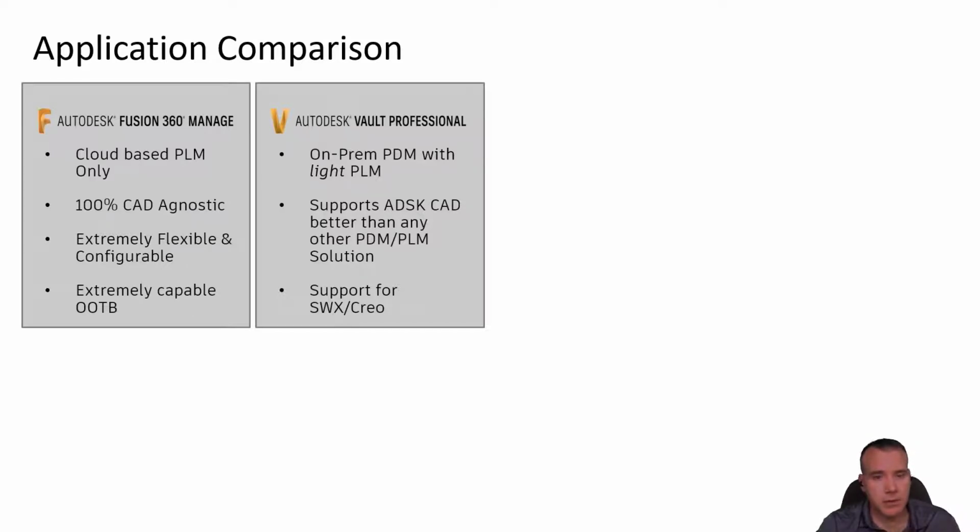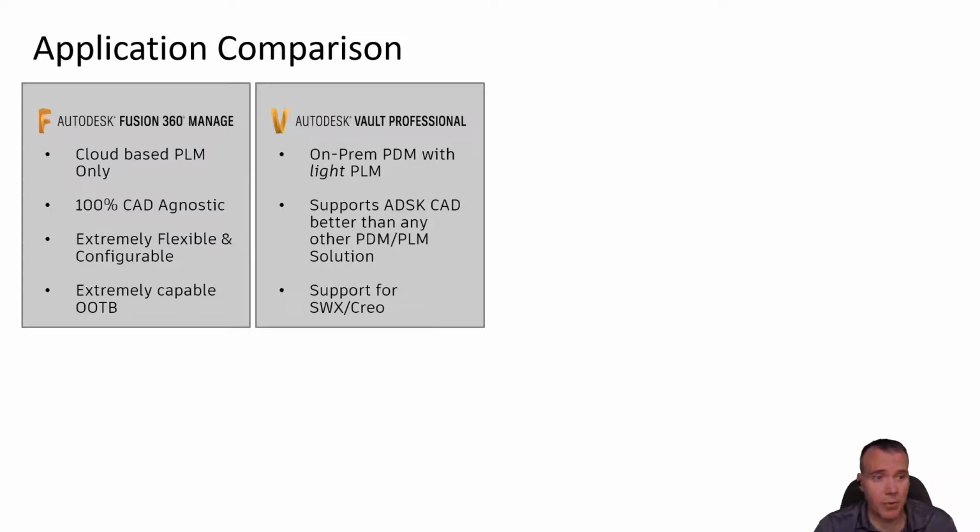Then we have Autodesk Vault. Vault is on-premise PDM, basically document management or data management, with some light PLM functionality. It starts to cross over into sort of PLM when we're talking about bills of material and change management. But Vault really is designed to be used mostly within engineering. We do have customers that have other parts of the business using Vault, but even its change engine is really designed to facilitate engineering changes. It's not necessarily well suited for enterprise-wide change management.